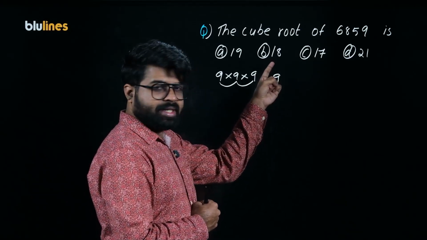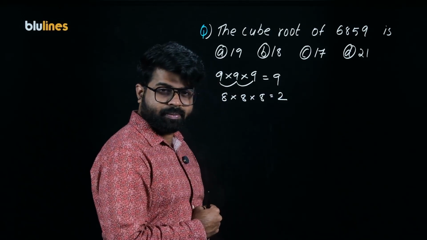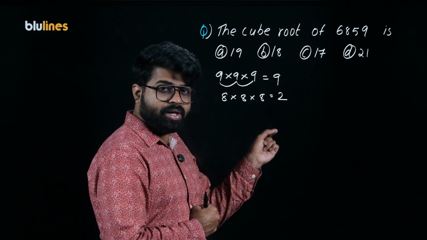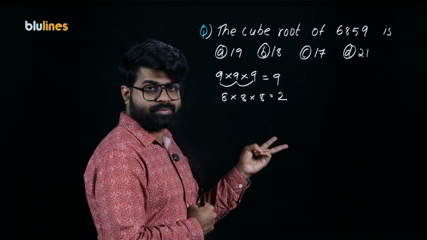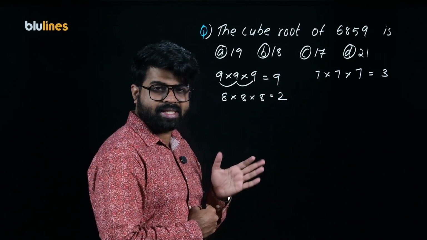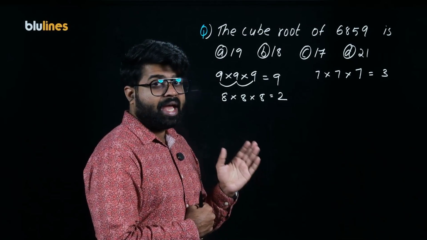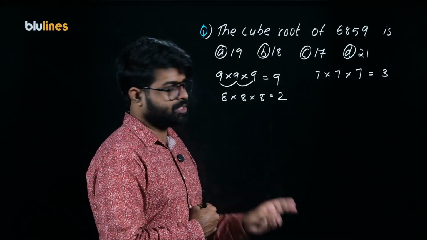Now let me go for 18. We have 8 in the units place. So 8 multiplied with 8 multiplied with 8. 8 into 8 is 64, and again a 4 in the units place. 4 into 8 is 32, and 2 in the units place. Next one, I'm going for 17. We have 7 in the units place. 7 into 7 is 49, and 9 in the units place. 9 into 7 is 63, and 3 in the units place.